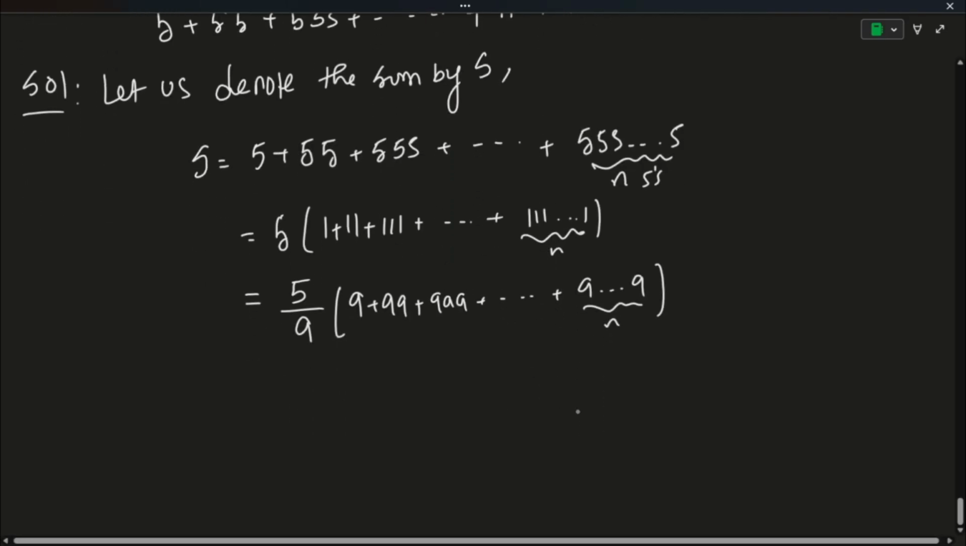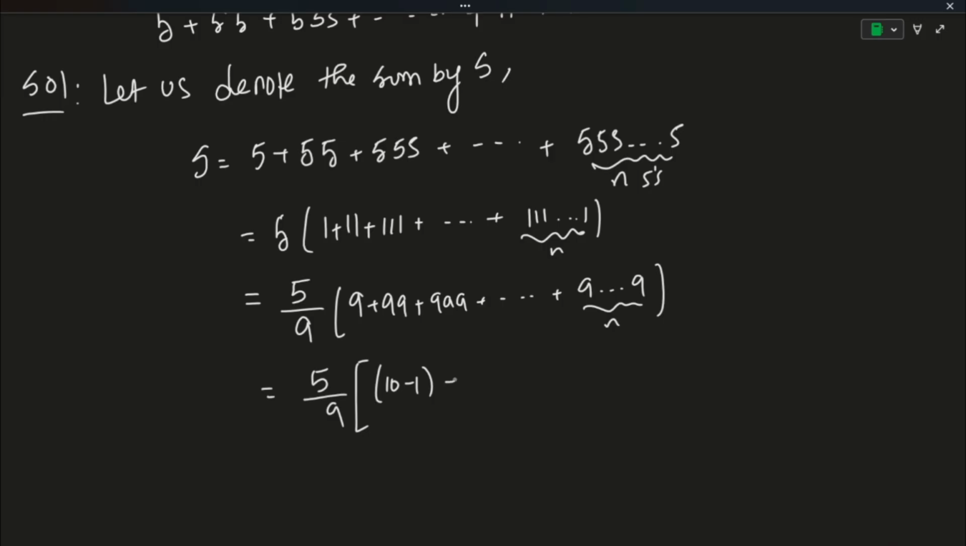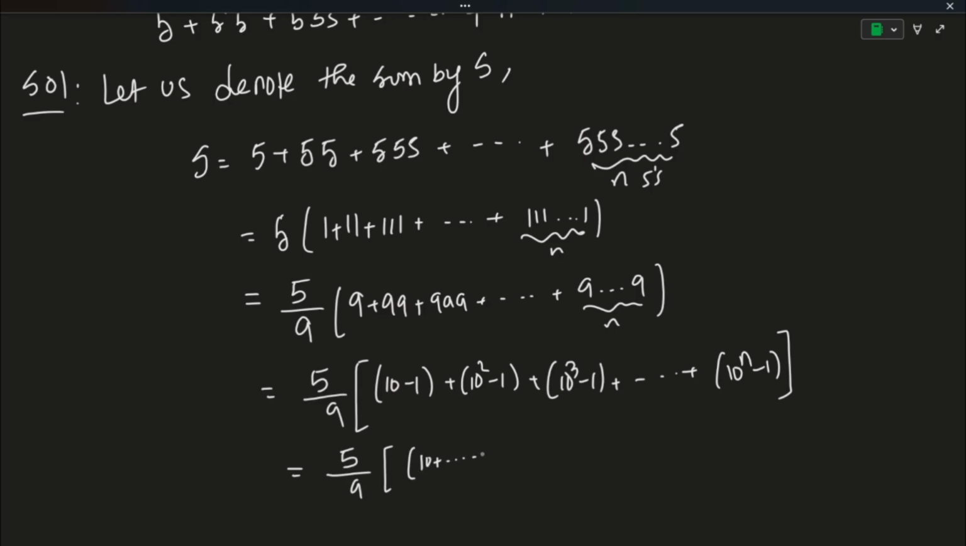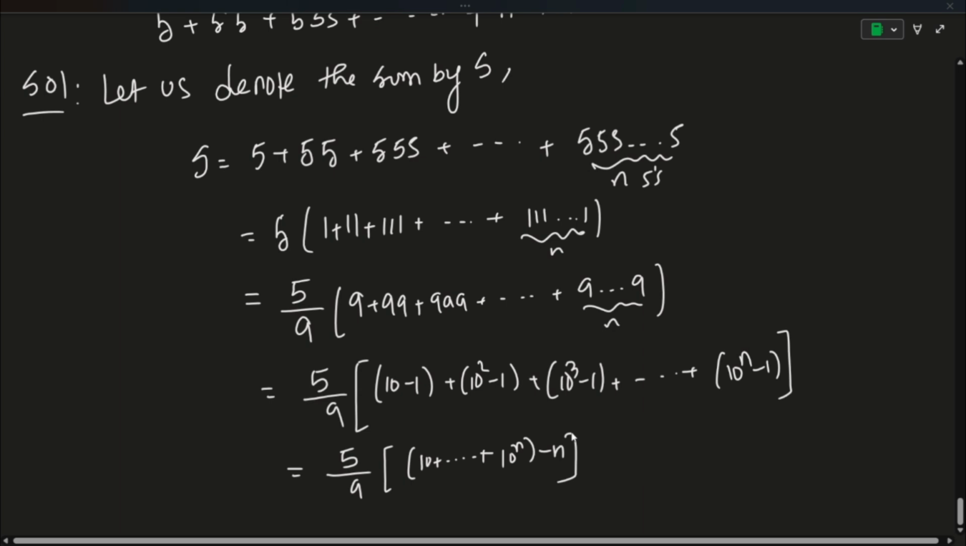This is clear. And now every term can be written like this. Every term can be written as 10 minus 1 plus 10 square minus 1 plus 10 cube minus 1, and the last is going to be 10 to the power n minus 1, right? There are n such terms, which means I can write this as 5 by 9 into the first GP, this is the GP, 10 plus 10 square all the way up to 10 to the power n, minus n. This I can write, correct?